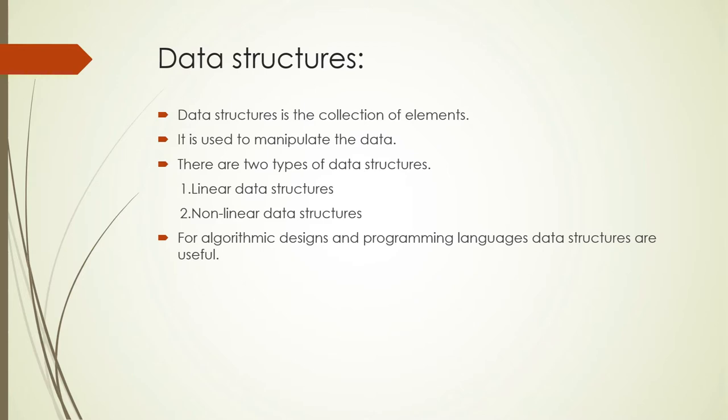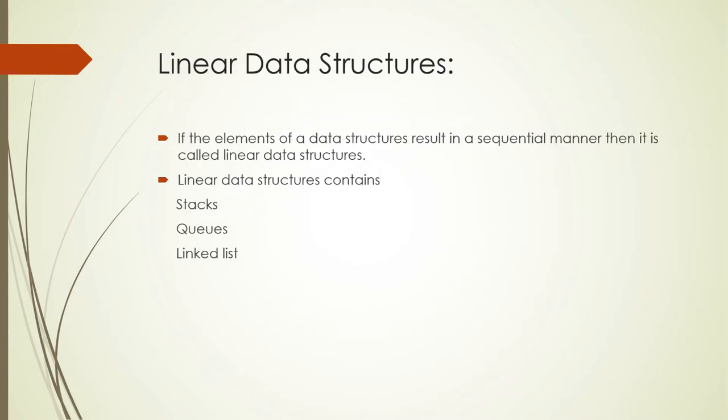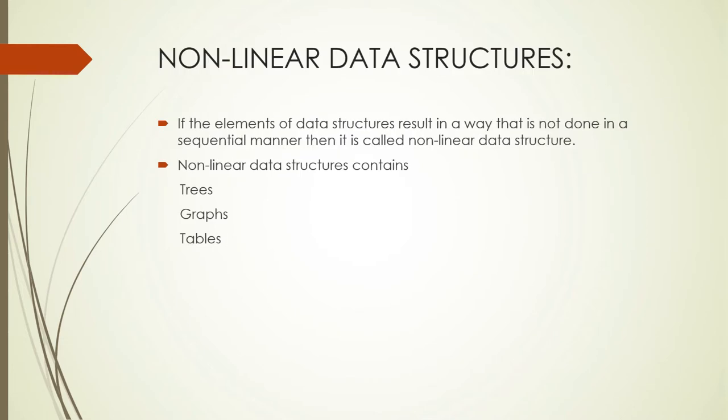Basically, there are two types of data structures: linear data structures and non-linear data structures. If the elements of a data structure are arranged in a sequential manner, then it is called a linear data structure. It contains stacks, queues, and linked lists. Non-linear data structures are the opposite of linear data structures, which means the data is not arranged in a sequential manner. Non-linear data structures contain trees, graphs, and tables.